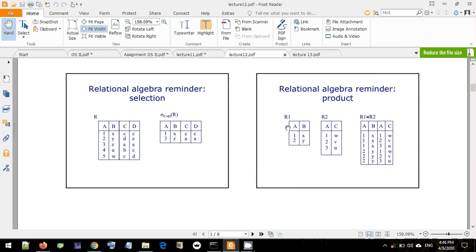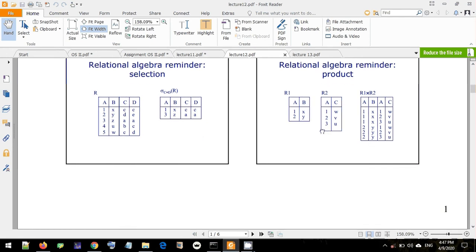Cartesian product. Given two relations R1 and R2, each of which has two attributes, AB and AC, we can perform the Cartesian product R1 by R2, having a resultant relation of ABAC. Now, how do we perform the Cartesian product? It's quite simple. You take the first tuple in the first relation, and you relate it with each of the tuples in the second relation. This is what I mean.